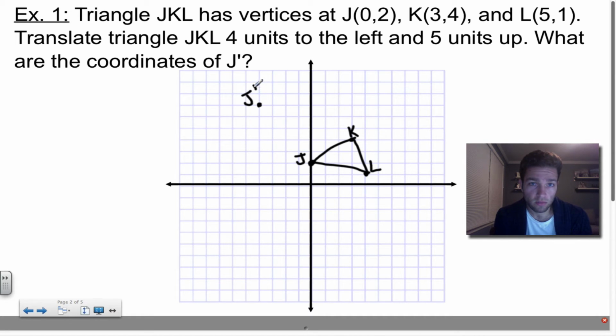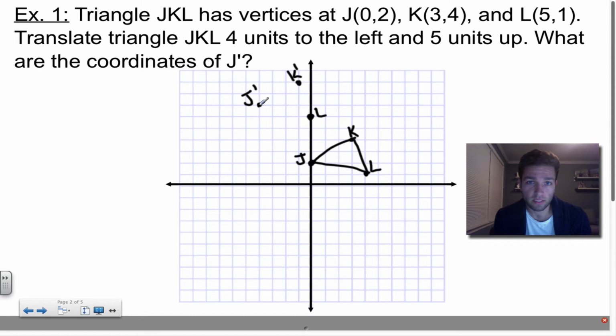And let's do the same thing for the other points. So K: 1, 2, 3, 4, 1, 2, 3, 4, 5. All right, and now I've got K prime. And then lastly, I need to move point L over, so 1, 2, 3, 4, 5, and then over 4, 4, and then up 5, 1, 2, 3, 4, 5, right on the y-axis.